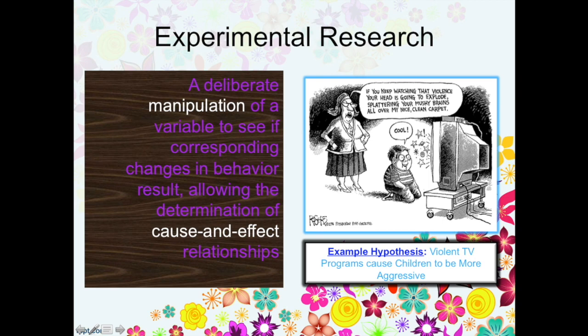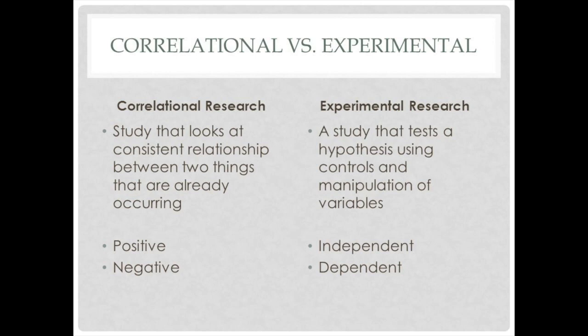Okay, so let's look closer at experimental research, which is defined as a deliberate manipulation of a variable to see if corresponding changes in behavior result, allowing the determination of cause and effect relationships. So those words, manipulation and cause and effect, are popping out at us because they're really the defining features of experimental research. We don't have manipulation in correlational research or non-experimental research, as it's sometimes referred to. And as you know, with correlation, we certainly cannot determine cause and effect relationships.